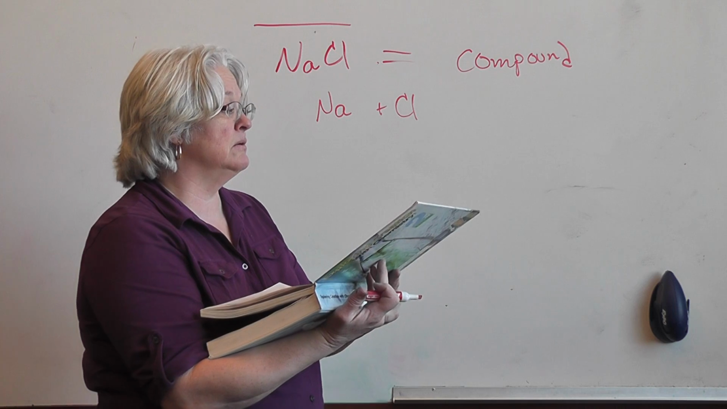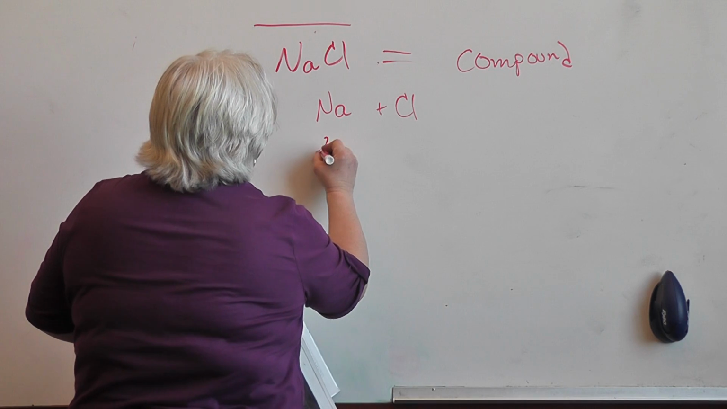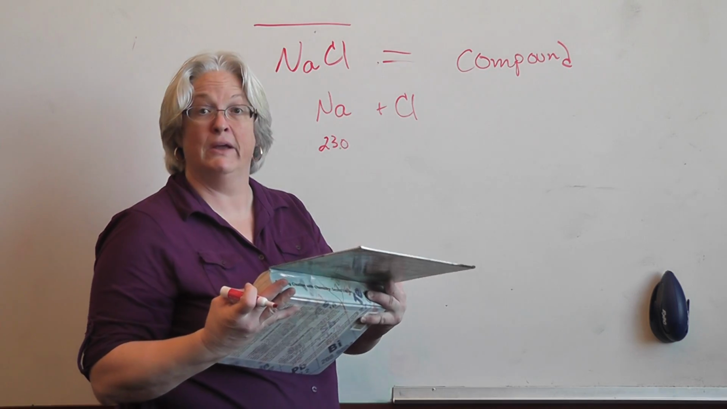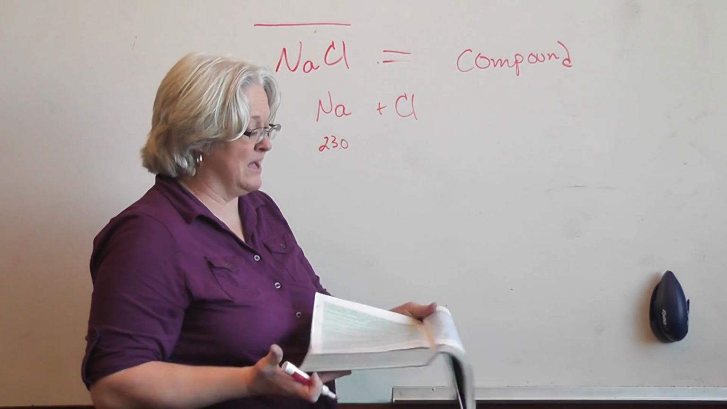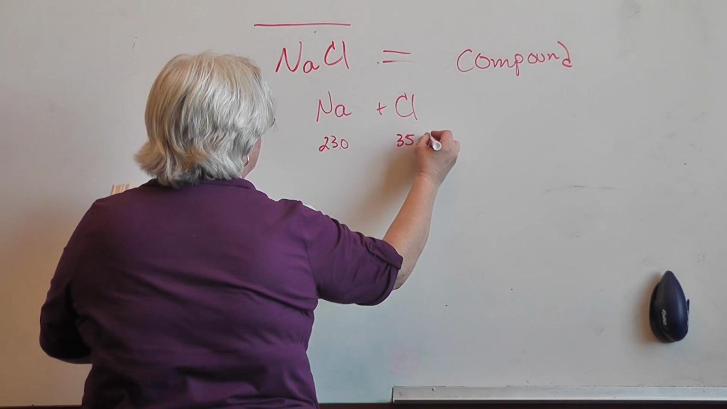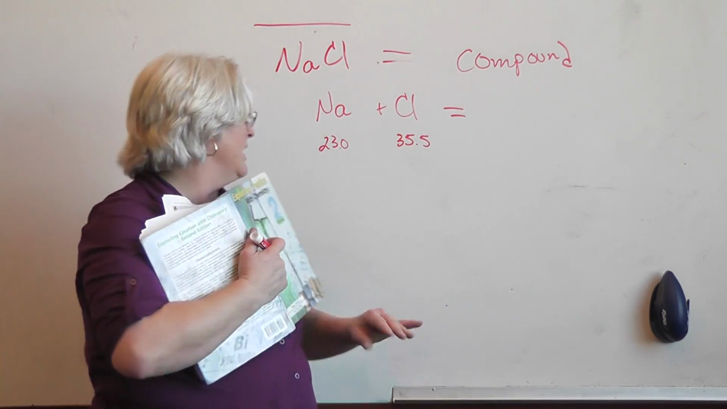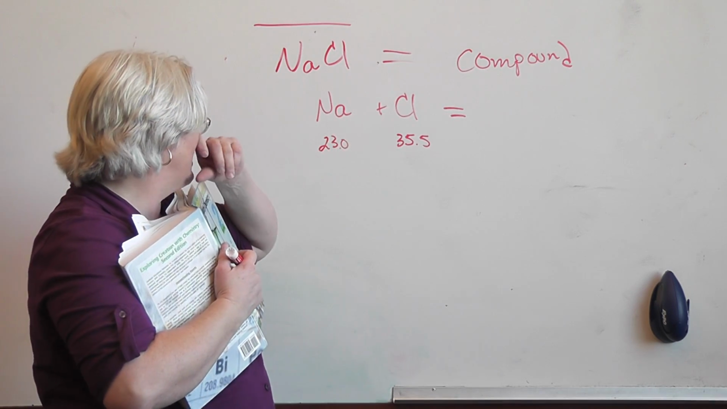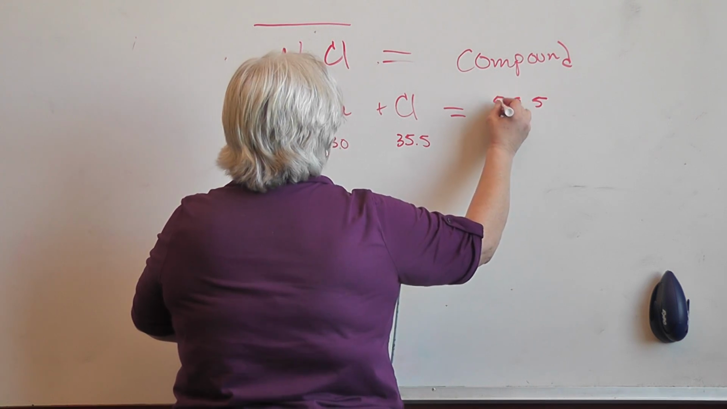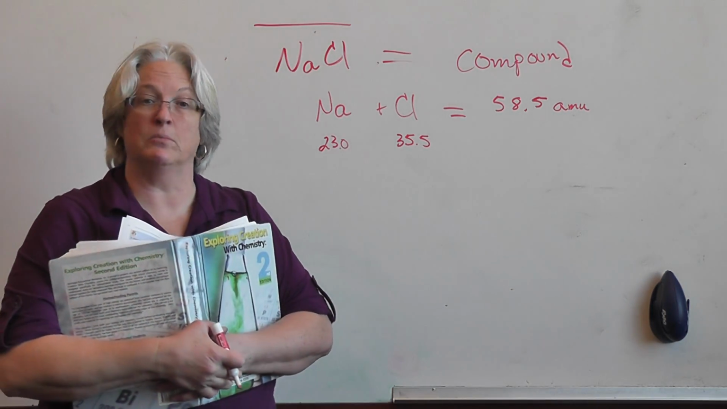Sodium, which is Na, element number 11, has an atomic mass of 23.0. Chlorine, which is element number 17, has an atomic mass of 35.5 AMU. So the atomic mass of sodium chloride is 23.0 plus 35.5 atomic mass units. So we have 58.5 AMU as the atomic mass of sodium chloride.